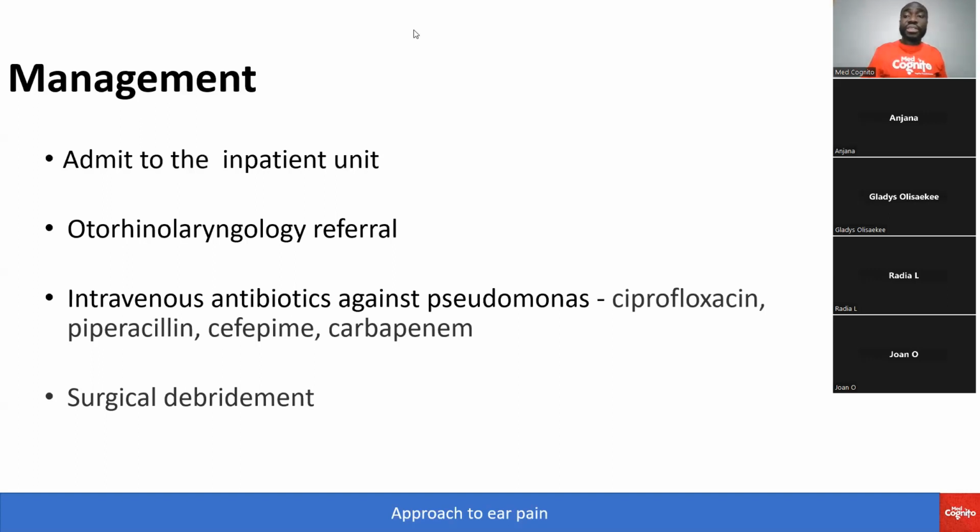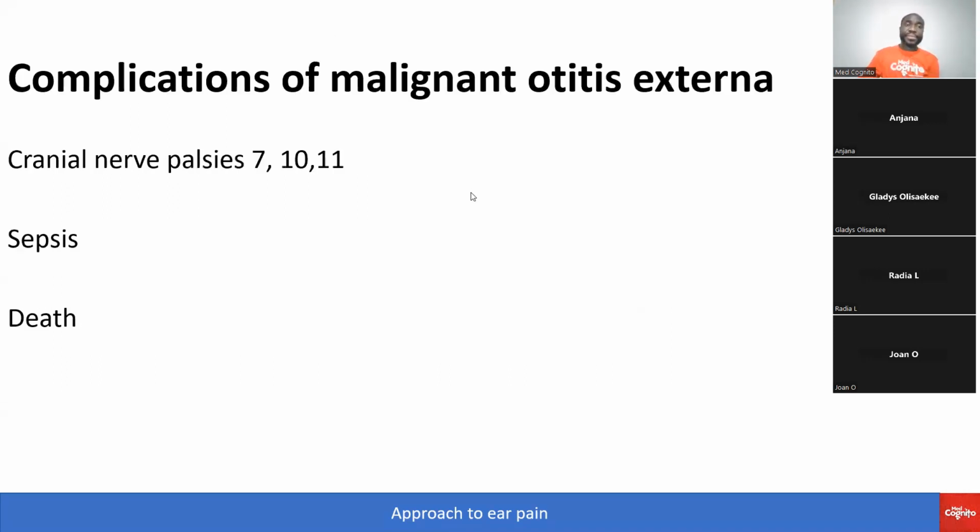In this patient, because of the high mortality rate, you want to make sure they are admitted to the inpatient unit, with referral to the ENT specialist. They need strong IV antibiotics, and they will also need surgical debridement. That's why you need to get an ENT specialist involved ASAP.